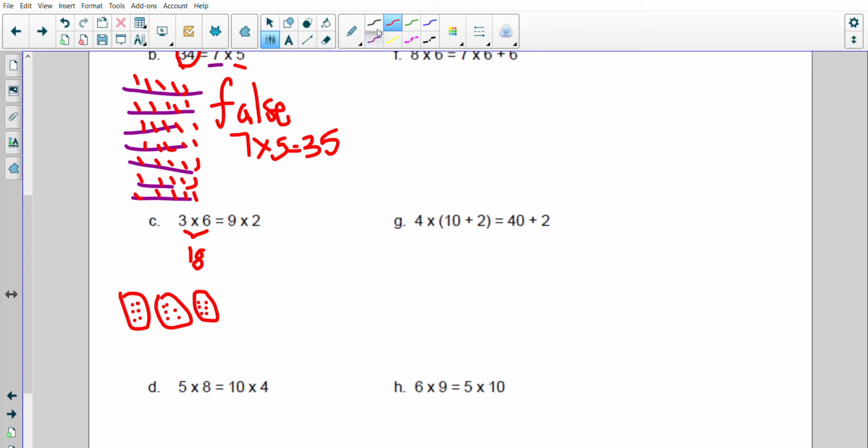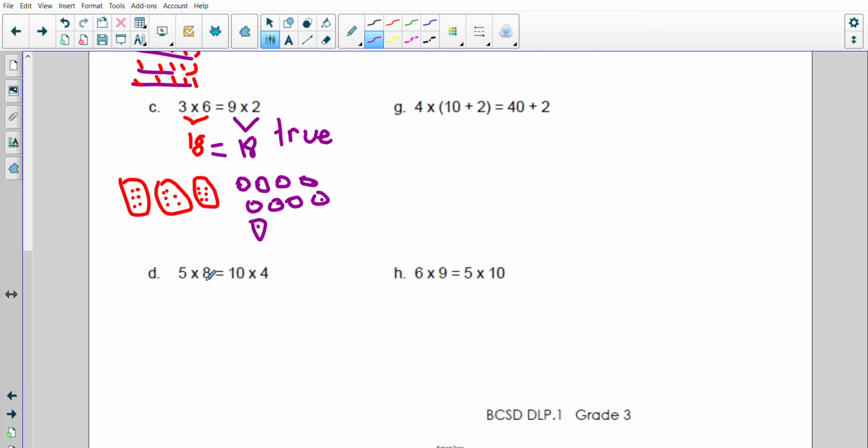Take a look at 9 times 2. So 9 times 2. 1, 2, 3, 4, 5, 6, 7, 8, 9. And I'm skip counting by twos. So I have 2, 4, 6, 8, 10, 12, 14, 16, 18. All right. So are they equal? Yes, they are the same number, and I proved that with my picture. So the answer is true because 18 is the same as 18.